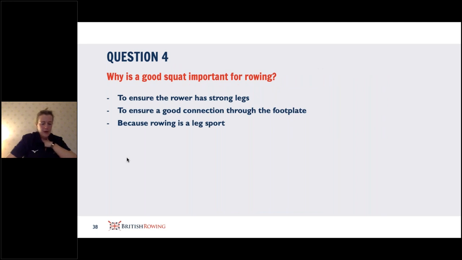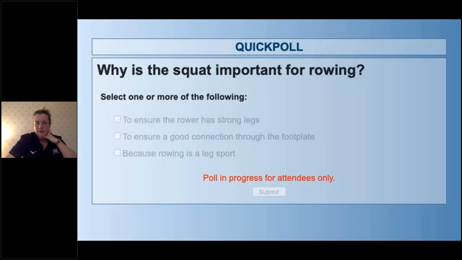Another question for you. Why is a good squat important for rowing? Is it to ensure the rower's got strong legs? Is it to ensure they have a good connection through the foot plate? Or is it because rowing's a leg sport? I'll give you a couple of minutes to do that one.